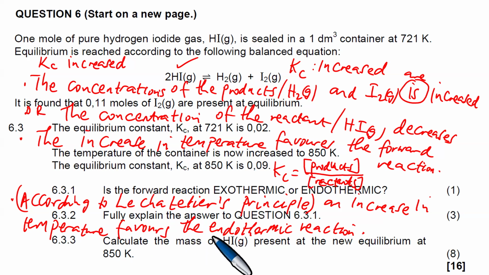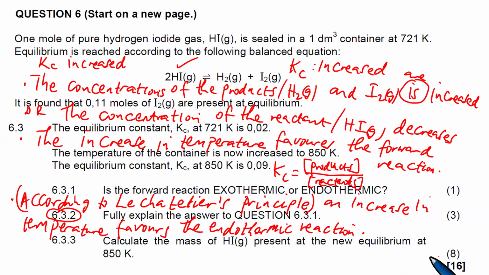Why? Because the endothermic reaction is a kind of reaction that requires heat to go on. So if you increase the temperature, then the reaction that absorbs the heat is what is favored. If it absorbs the heat, then it's able to go on, to proceed. Okay, let us continue. All these things are the explanation to question 6.3.2. That is the question we're discussing. Okay, let us look at the next one.